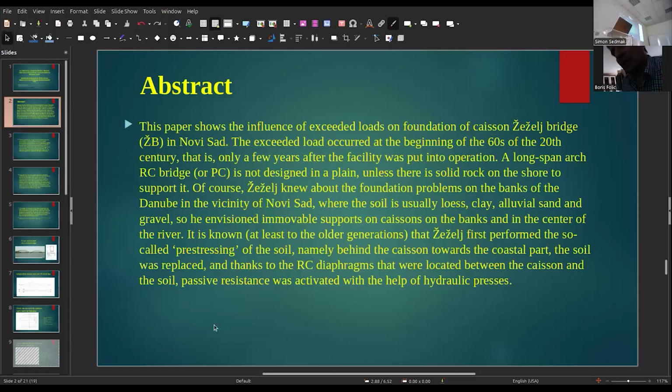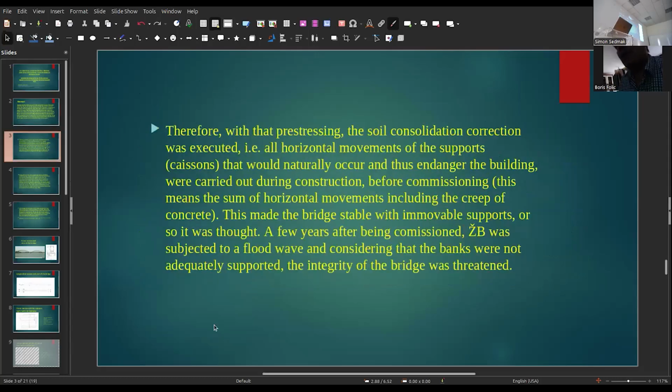Žeželj first performed so-called pre-stressing of the soil, namely behind the caisson toward the coastal part, and the soil was replaced thanks to the RC diaphragms that were located between the caisson and the soil. Passive resistance was activated with the help of hydraulic presses. Therefore, with the processing of the soil, consolidation correction was executed, and all horizontal movement of the support caisson wall naturally occurred.